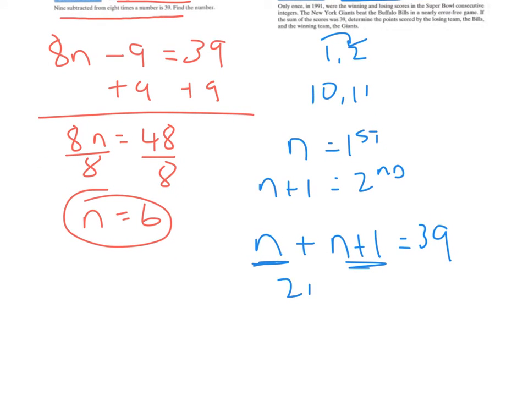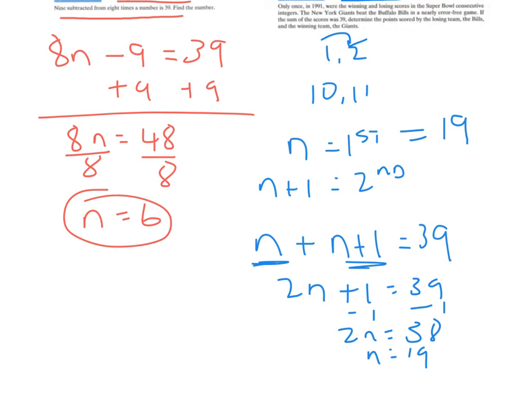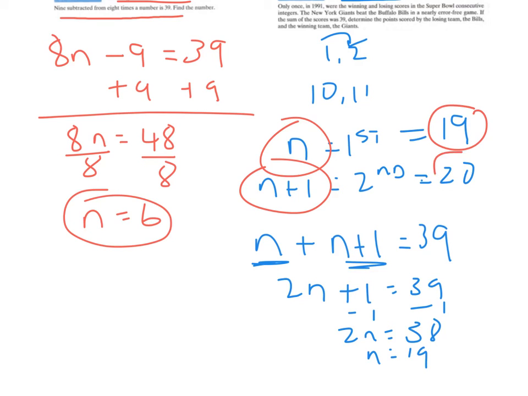Combine like terms, subtract 1, and then divide by 2, I get 19. So if my first number equals 19, my second number is 20. And see how they're in order? Our first one is always n, so our second one is always n plus 1. When we solve our equation, we have our n, and we add 1 to it. And if you add 19 and 20, I get 39. So it solves the problem.